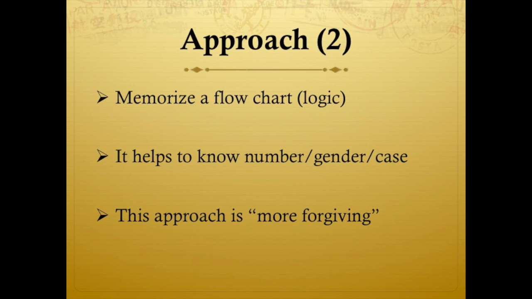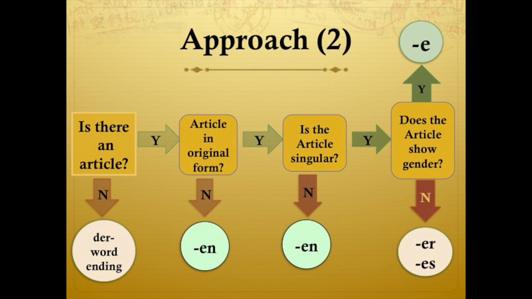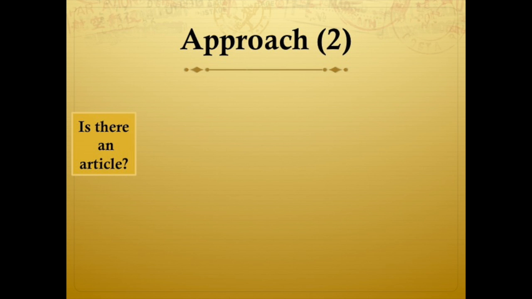Now, my approach number 2 has nothing to do really with memorizing charts. It's understanding the underlying logic of how adjectives work. And it definitely helps to know number, gender, and case of the noun. However, it's a little bit more forgiving. So here's the complete flow chart, but we will go through it step by step. So the first question you're asking is there an article? If there is no article, you simply attach the der word ending to the adjective. So that really resembles the chart that you just looked at last on approach number 1.